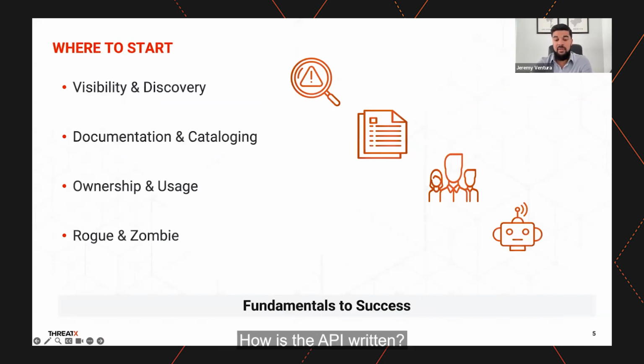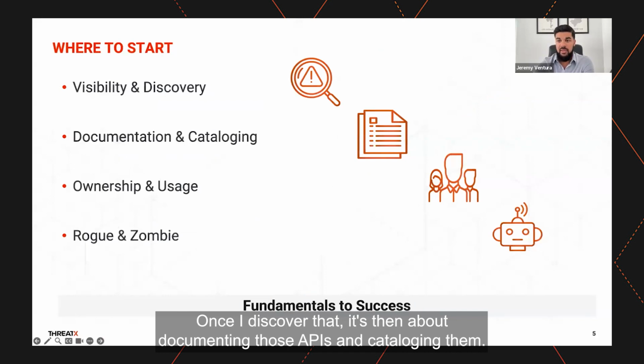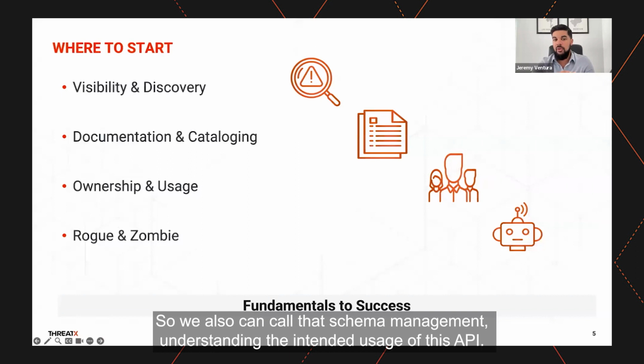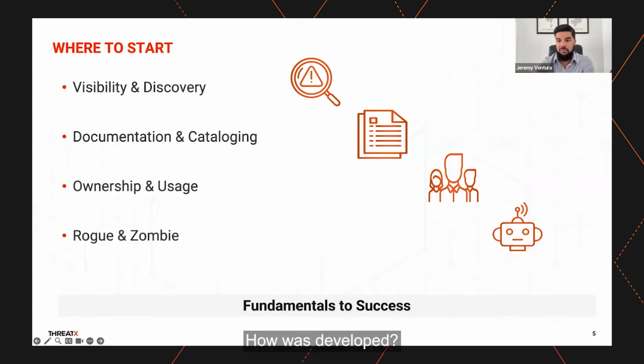How is that API written? Is it in JSON? Is it XML? Is it a GraphQL API? Once I discover that, it's then about documenting those APIs and cataloging them. So we also can call that schema management, understanding the intended usage of this API. How was it developed? What was the code? Who has access to this?